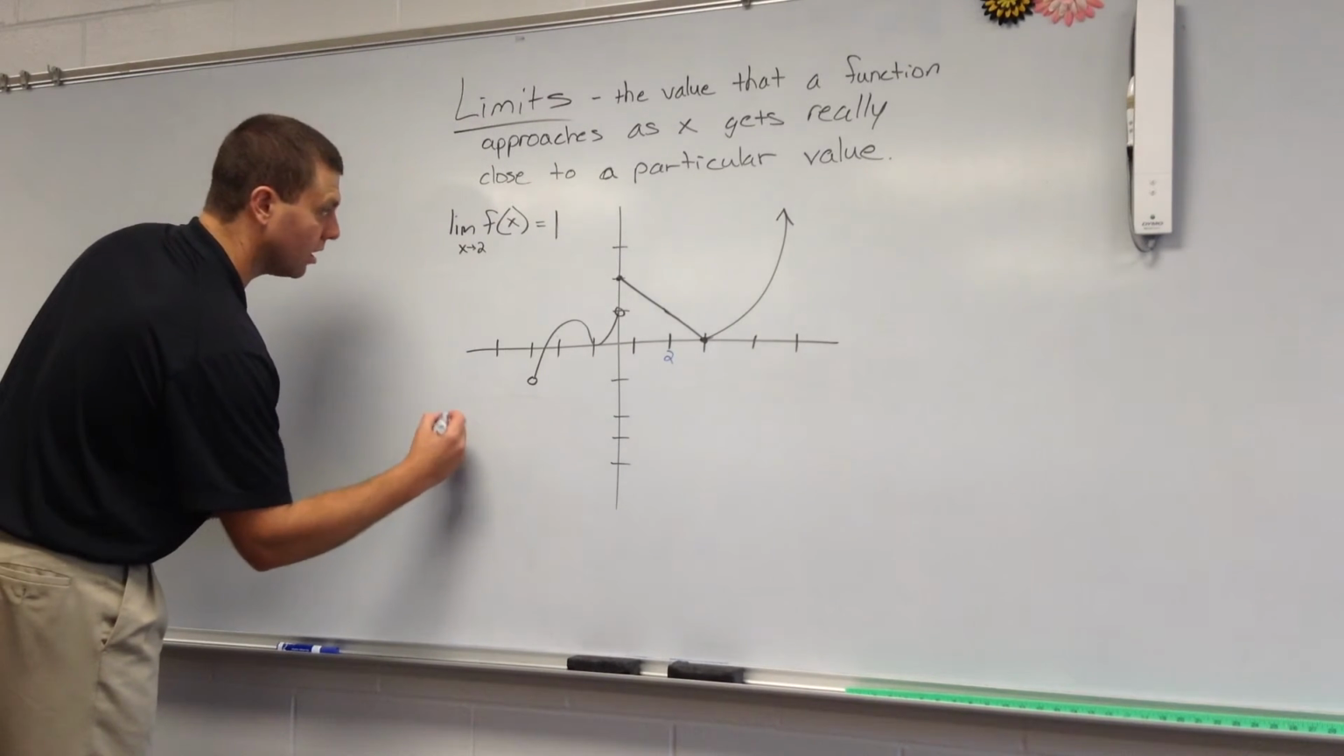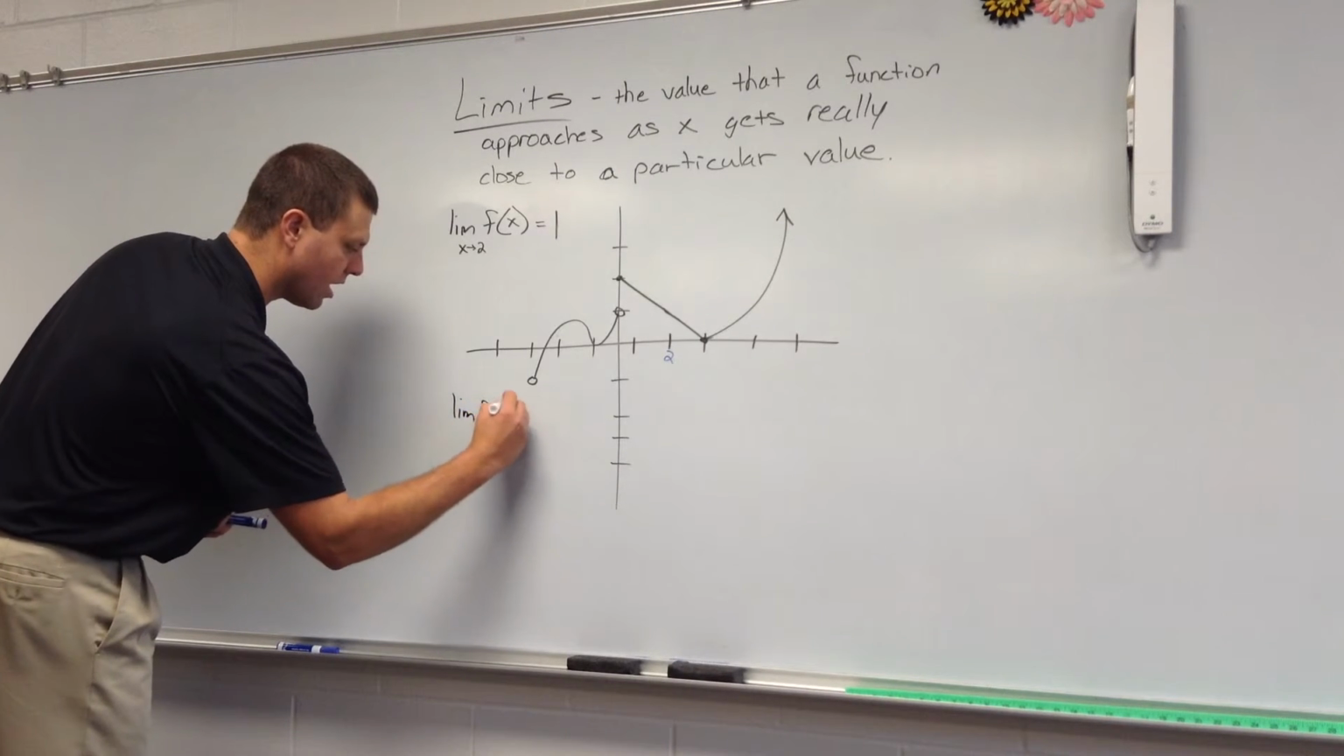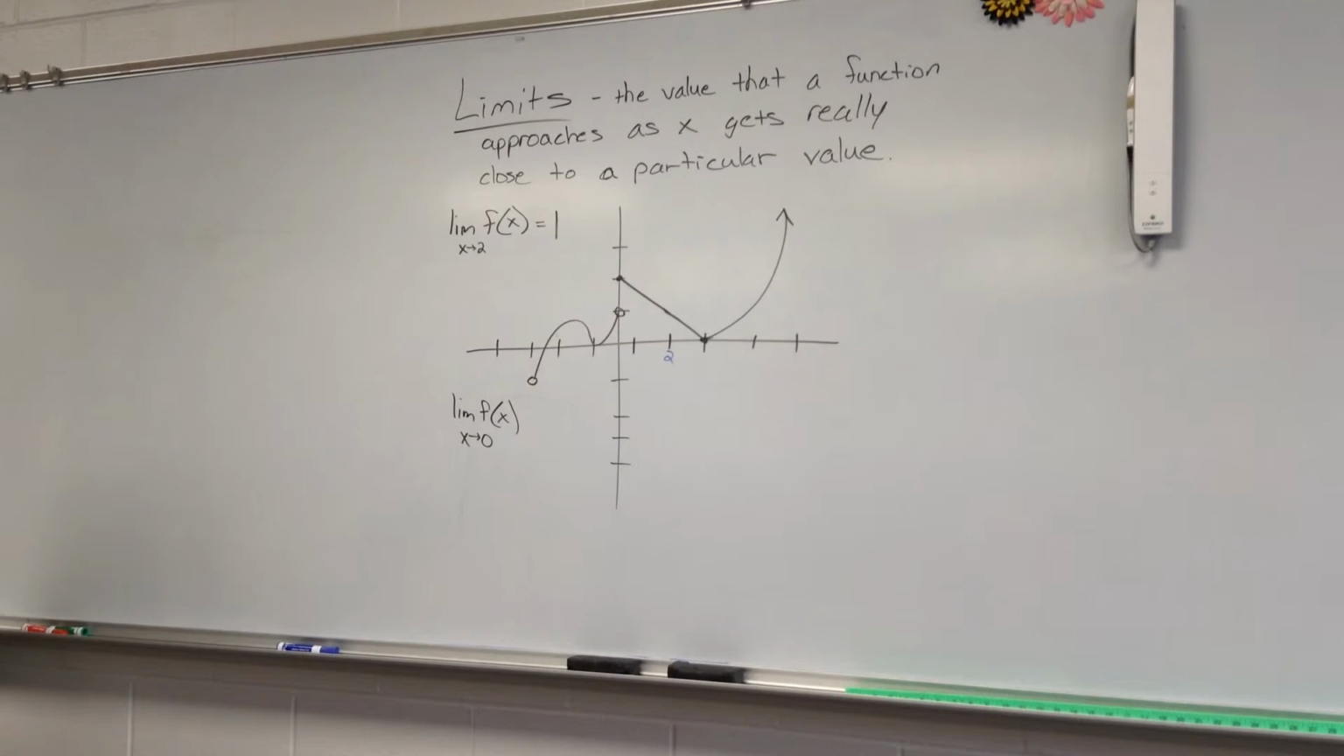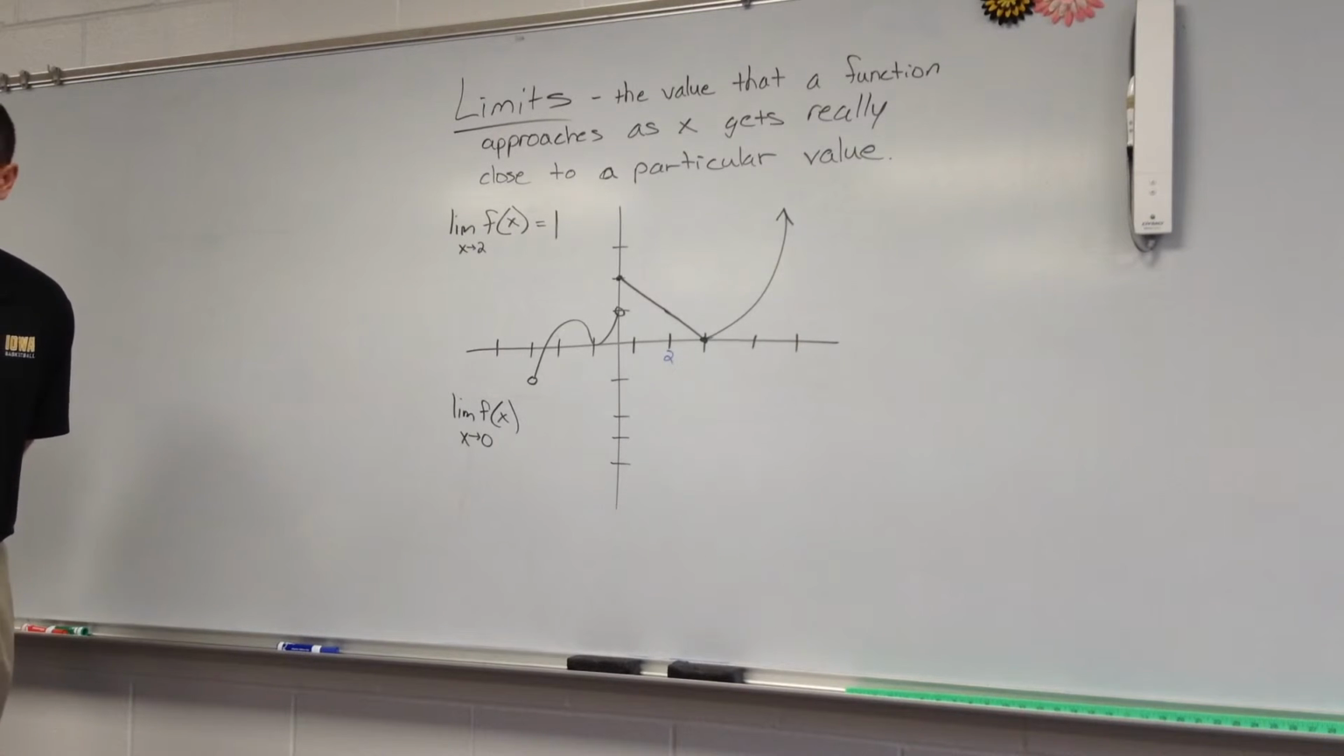What do you think the limit of this function is as x approaches 0? Limit does not exist. Why does the limit not exist? Because it skips. As you approach 0 from the left, the value's getting close to 1. As you approach 0 from the right, the value's getting close to 2. Those numbers are not the same, therefore the limit does not exist. You have to approach the same number from the left as you do from the right for that limit to exist.